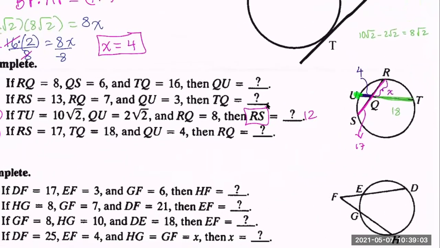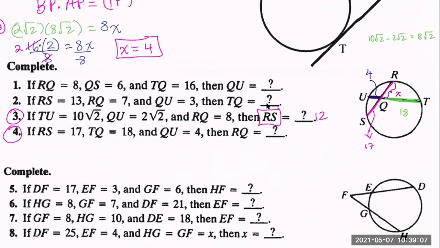So for this segment, we have the pieces, right? We have the 4 is QU, and we have the TQ is 18. So the left side, I'm going to write out the one that I already have information on, the 4 times the 18. Okay, after that, then it's about the little pieces on the other end.